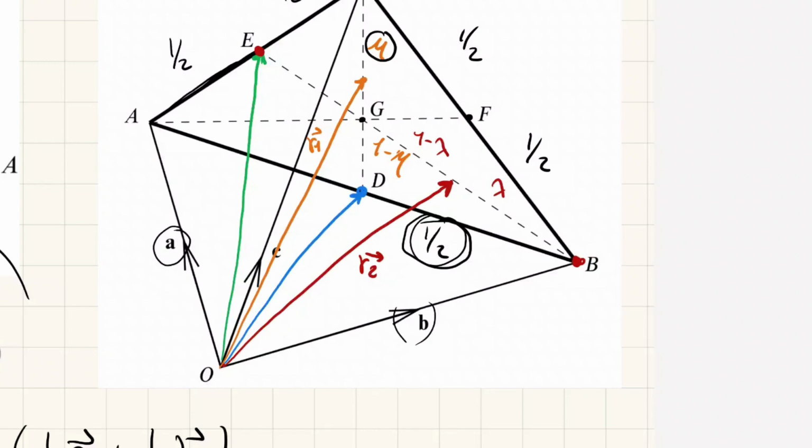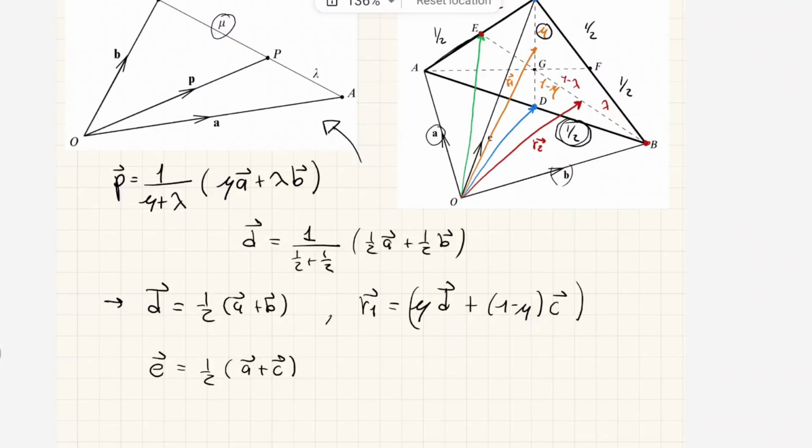So the main idea here is to find the values of lambda and mu so that R1 and R2 are equal. And then we are going to be able to express R1 and R2 in terms of A, B, and C so that we get the vector that we want. Perfect.